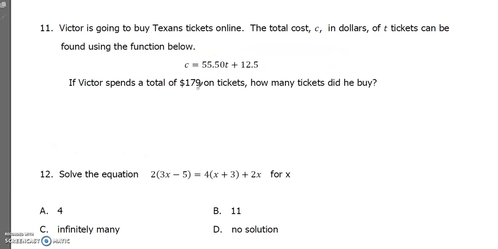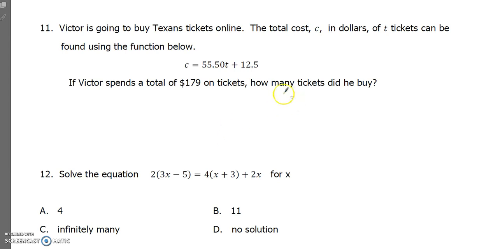Okay, number 11 says, Victor is going to buy Texans tickets online. The total cost C in dollars of T tickets can be found using the function below. C equals 55.50 T plus 12.5. If Victor spends a total of $179 on tickets, how many tickets did he buy?